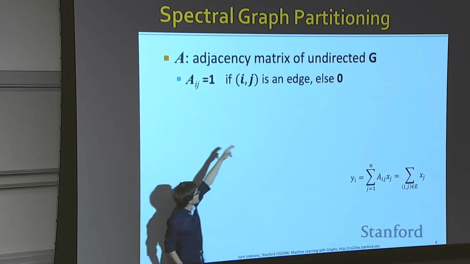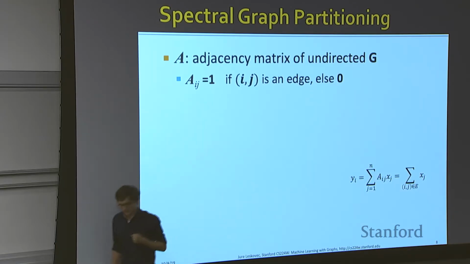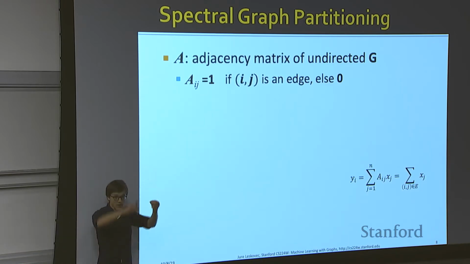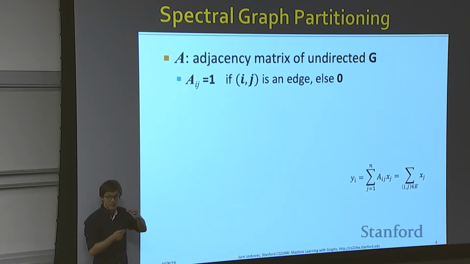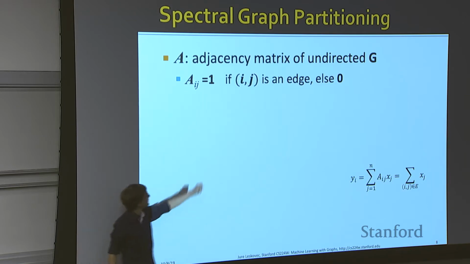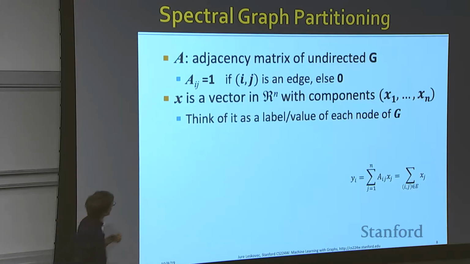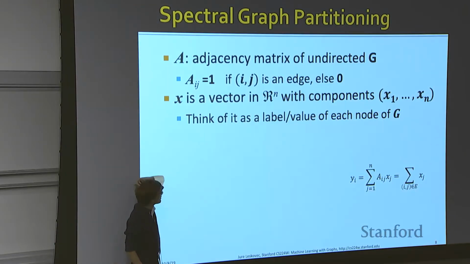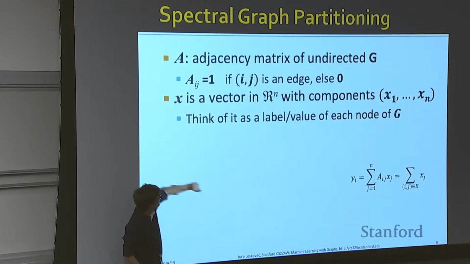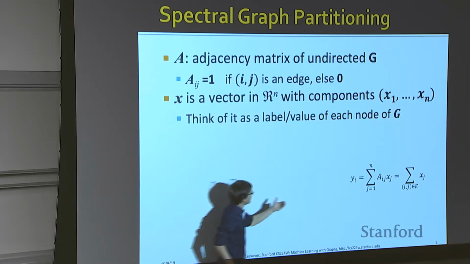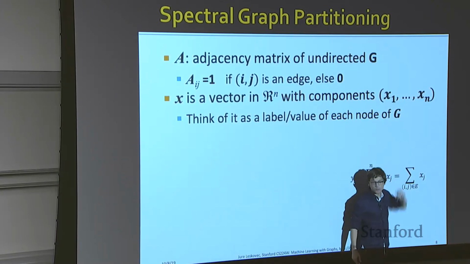Let A be the adjacency matrix of my graph. Okay, so I have an undirected graph and I have an adjacency matrix. Essentially, entry ij will take a value of 1 if i and j are connected, and otherwise it will take a value of 0. Okay? And then let x be a vector. So if my graph has n nodes, then let x be a vector of dimensionality n, and I will label its components as x1 to xn.